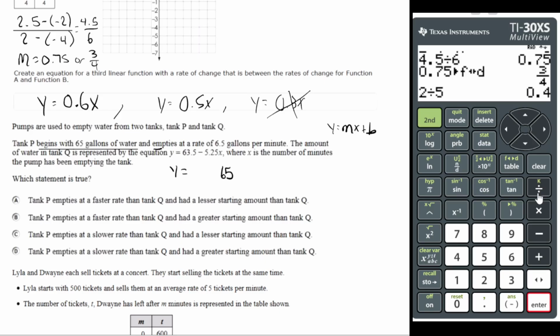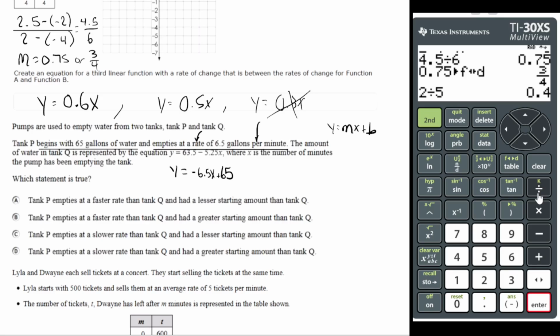And empties at a rate of 6.5 gallons per minute. So we see rate, we see per, we think slope. The trick to this question is that we're emptying, which means our slope will be negative, because the amount of water in the tank is getting smaller. Okay? So which statement is true?